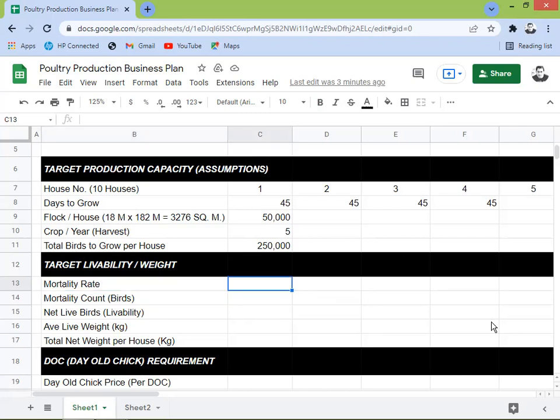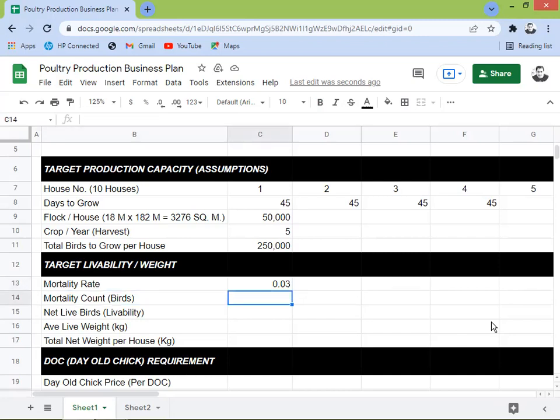So let's say the mortality rate is between 1.82% and 3%. I'm just going to use 3%, because I want to be on the highest mortality rate. But some farms really have a good location and a good temperature control system, so their mortality rate is really low.